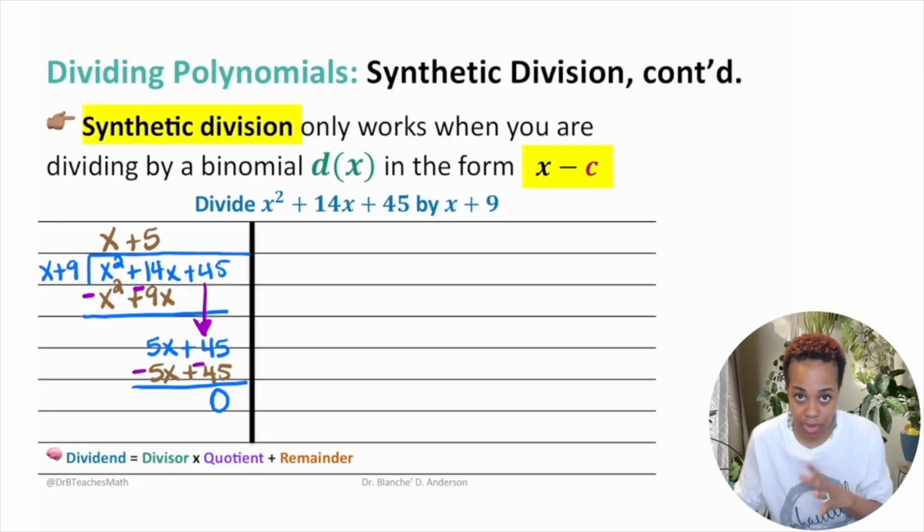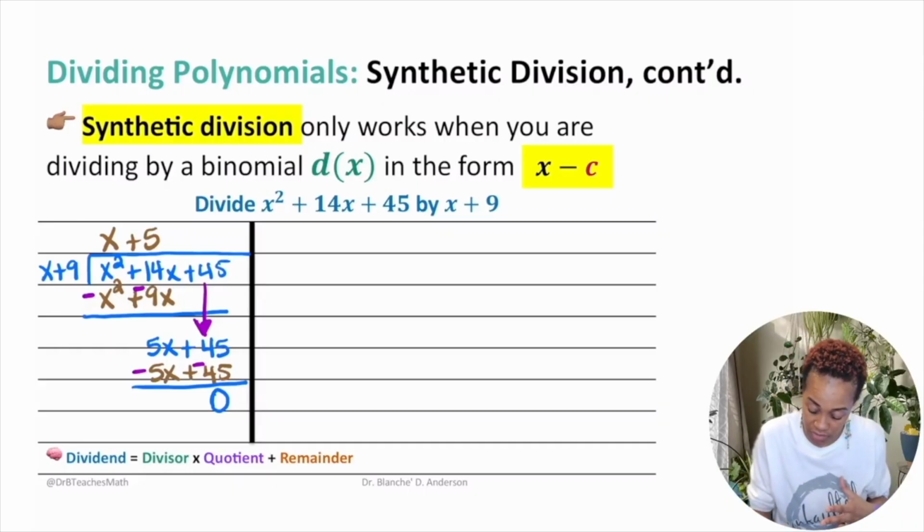Now, when you do synthetic division, you set it up exactly the same. It's not anything special. The only thing is you use the coefficients, and I can only use it if the divisor is of the form x minus c. Only if it's of the form x minus c. Let me show you how to set this up.